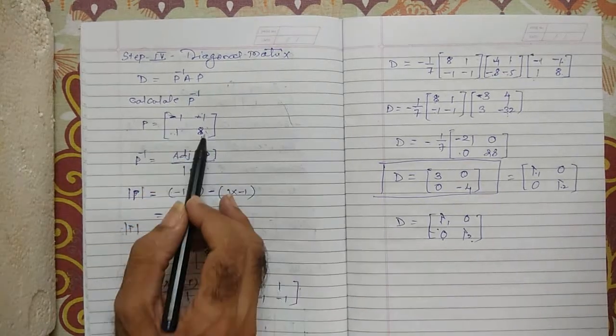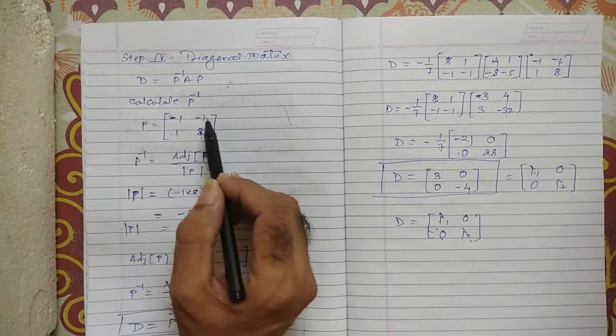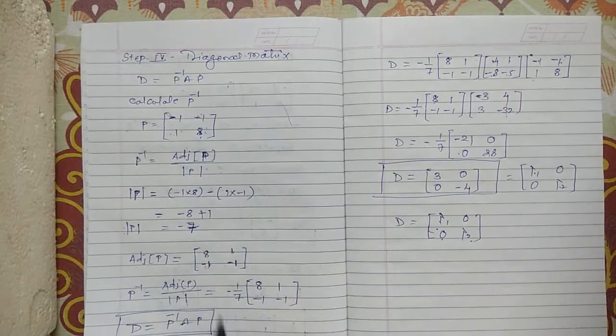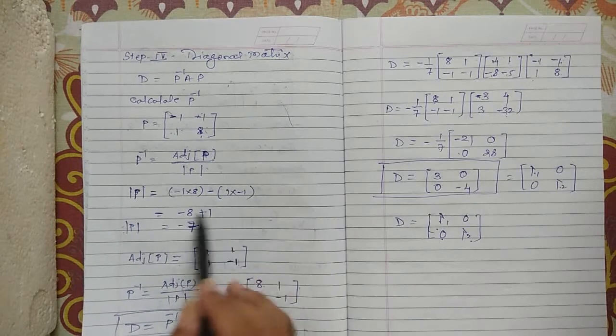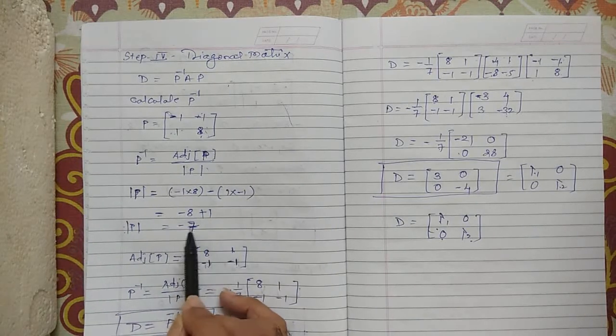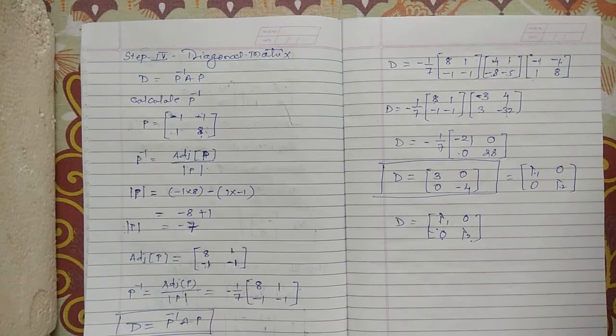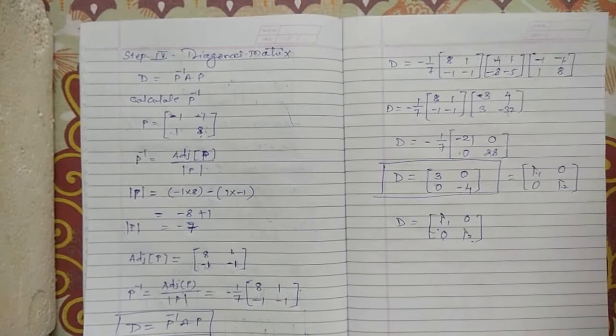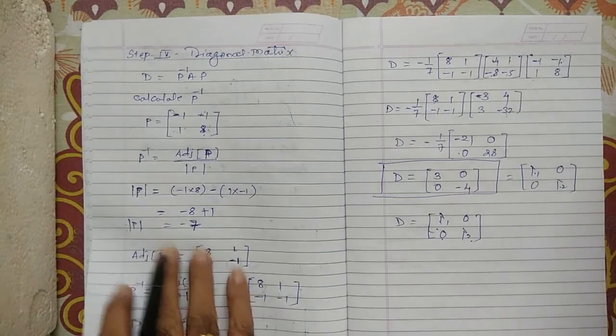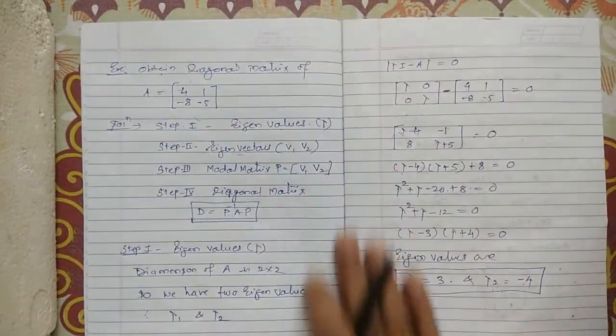And the determinant of P is simple: minus 1 into 8 minus, in bracket, 1 into minus 1. So minus 8 plus 1, that becomes minus 7. So I got the determinant of P, and then we have calculated D, which equals P inverse A into P, and this way we get the diagonal matrix.